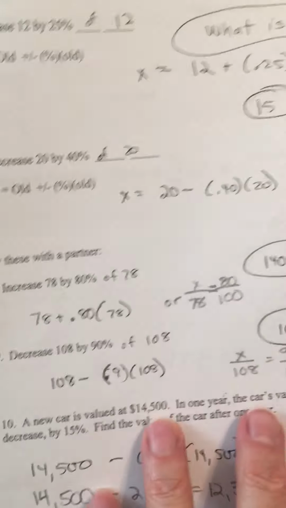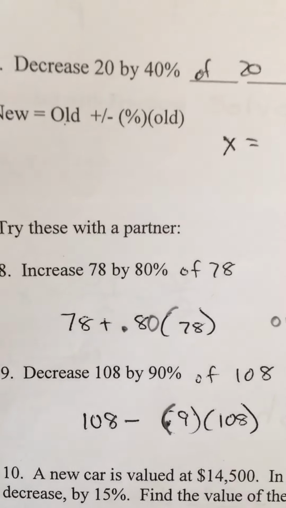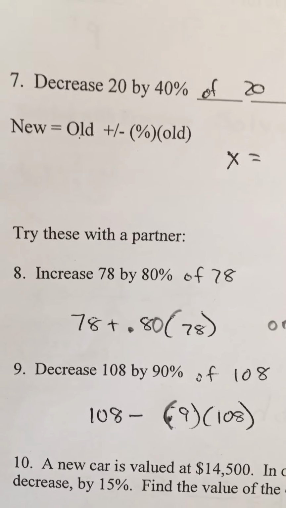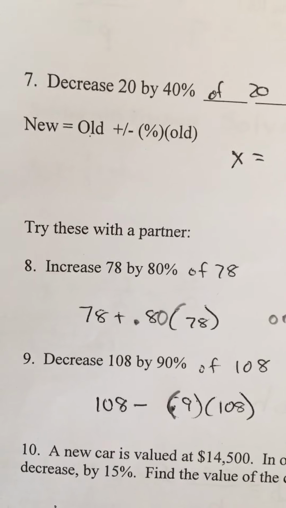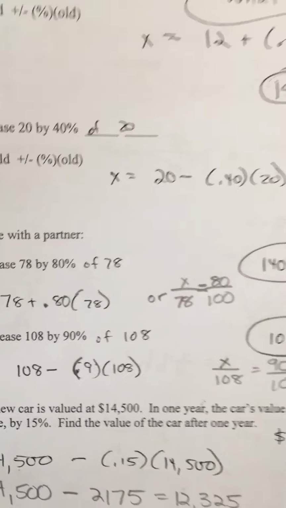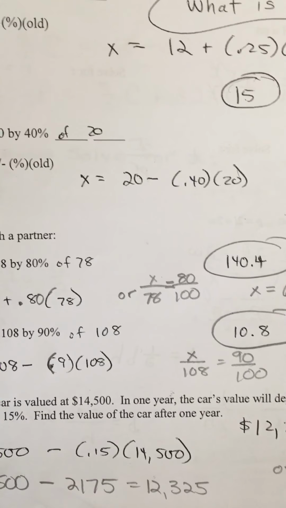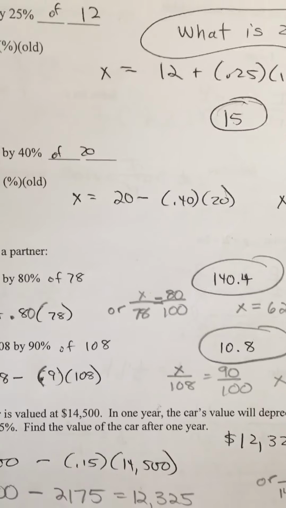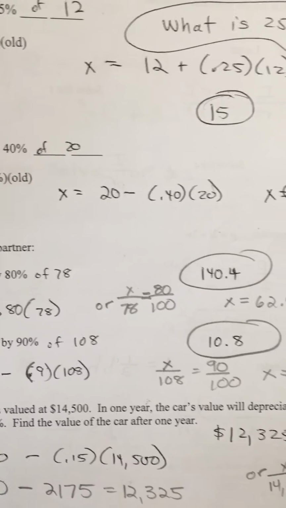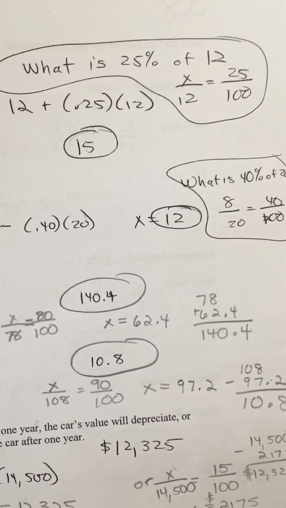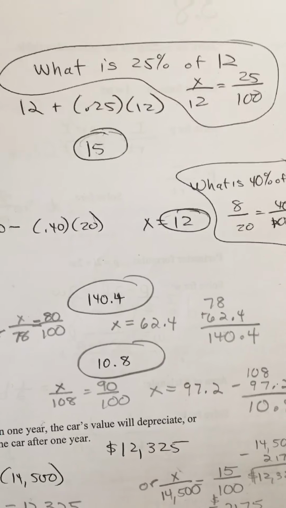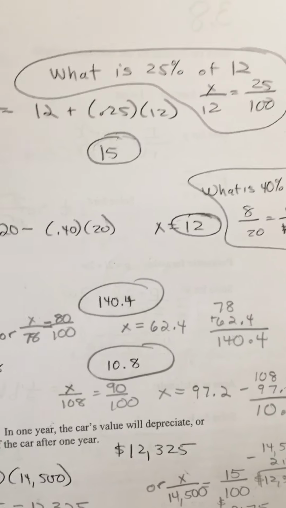Now, number 8. For number 8, you either say increase 78 by 80% of 78. It would be 78 plus 0.8 times 78. And that answer is 140.4. Or you set up a proportion. X over 78 equals 80 over 100. X is 62.4. And you take 78 and you add 62.4 and you get 140.4.